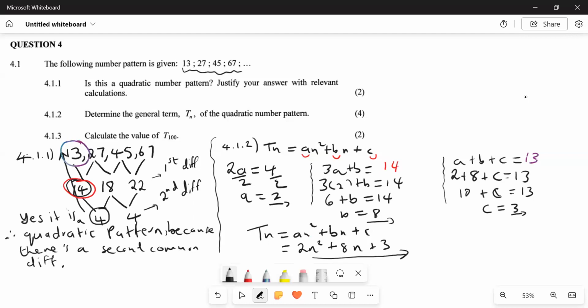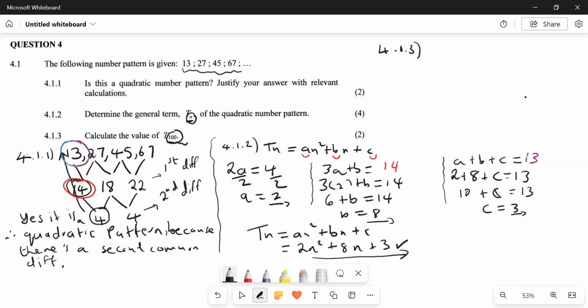Now 4.1.3, allow me guys to write it here. Now calculate the value of T100, right? So now let me explain something. If you can check here, we have Tn, but now we are having T100. So in place of n, now we need to substitute 100, that's perfect. On which formula? On the formula that we got, which is the quadratic general term, right?